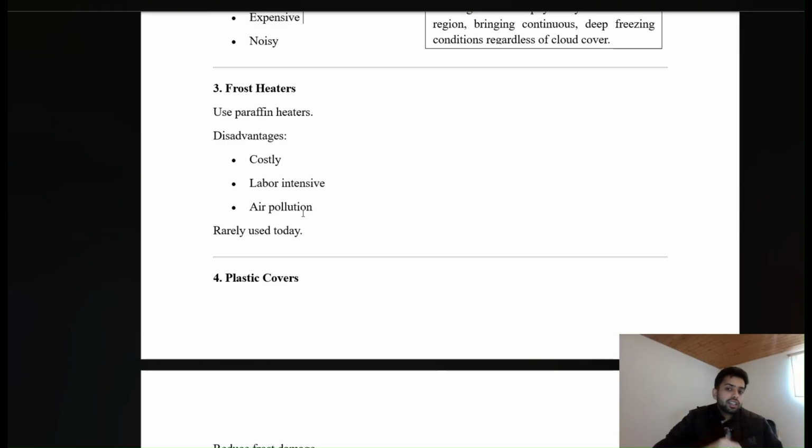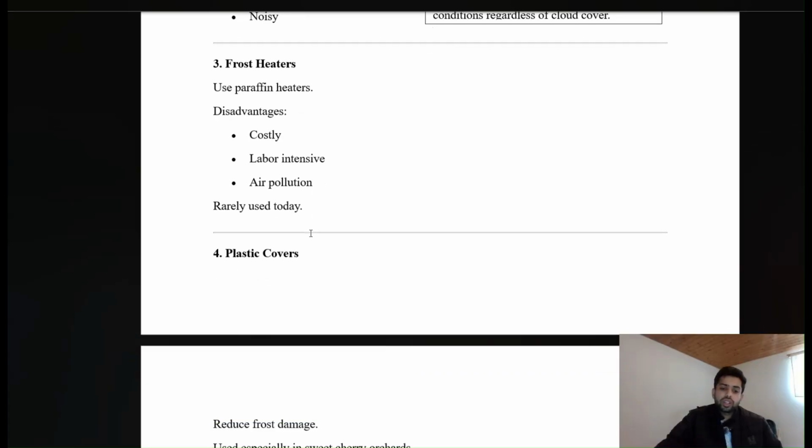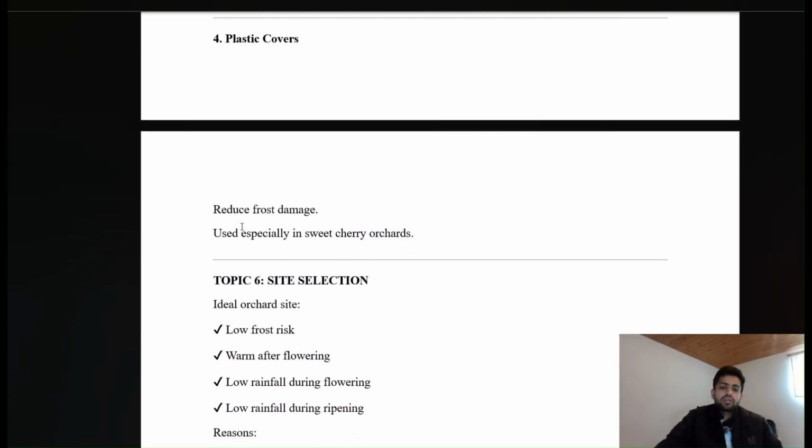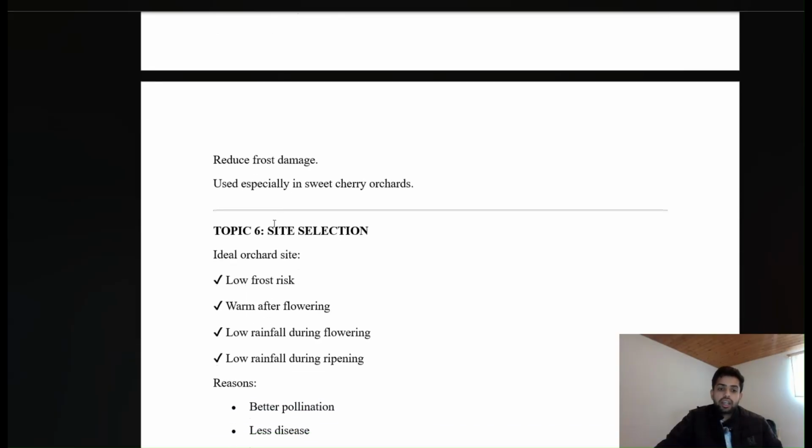Why is it air pollution? Because it creates heat from inside, and to create heat, it releases some pollution. It uses paraffin heaters, and it is rarely used in today's time. And the best method is a plastic cover. It will reduce frost damage and is used especially in sweet cherry orchards.